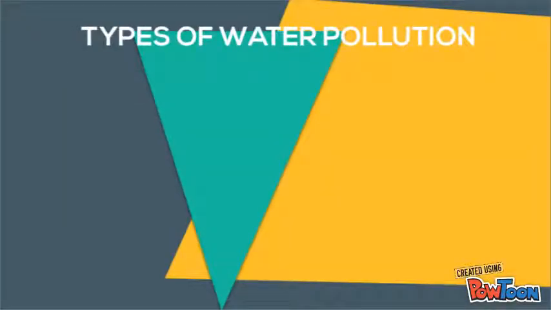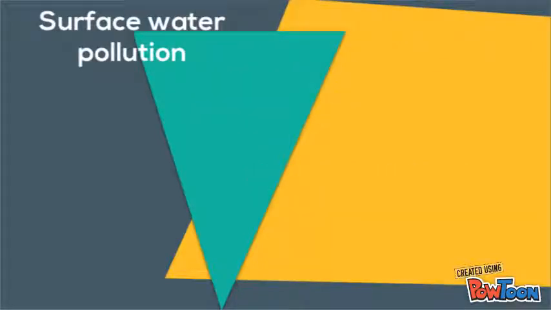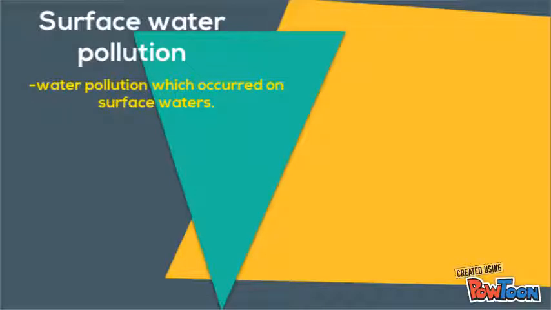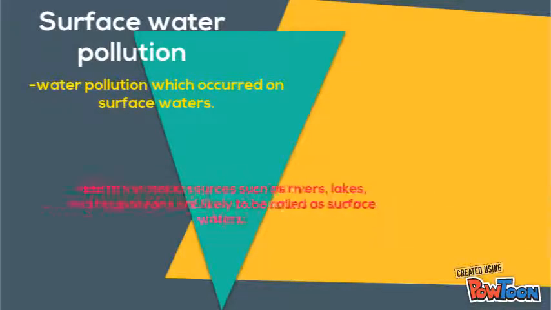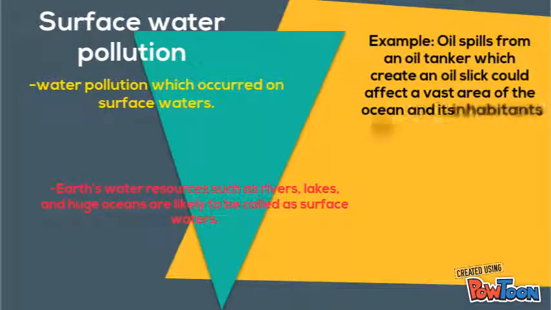There are two types of water pollution: first, surface water pollution, and the second one is groundwater pollution. Surface water pollution is water pollution which occurs on surface waters. Water resources such as rivers, lakes, and huge oceans are called surface waters. An example is oil spills from an oil tanker.